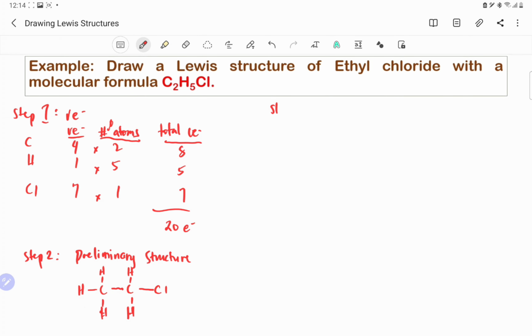Okay. So step 3 is identify the shared electrons. In this case, 2, 4, 6, 8, 10, 12, 14 electrons. Step 4, unshared electrons. We have valence electrons minus shared electrons. There are 20 valence electrons minus 14 electrons. You get 6 electrons. Okay, we'll draw it in violet. 6 electrons.